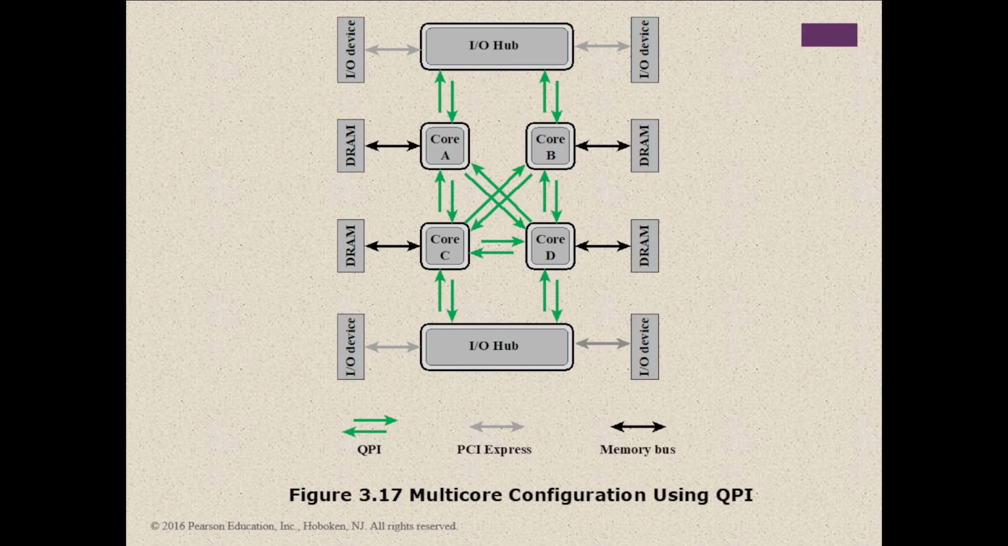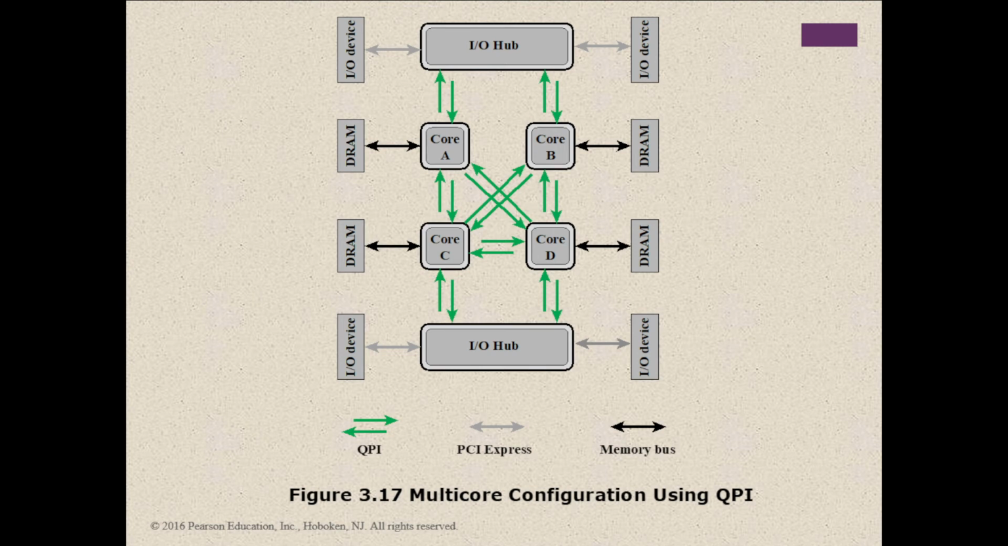So, if core A in this figure needs to access the memory controller in D, so core A to D, it sends requests through either cores B or C, which must in turn forward that request on to the memory controller in core D. Similarly, larger systems with 8 or more processors can be built using processors with 3 links and routing traffic through intermediate processors.